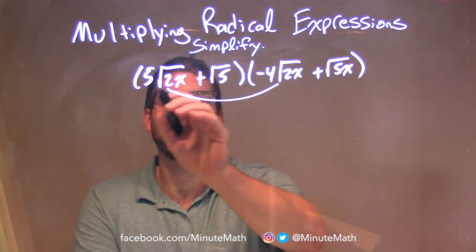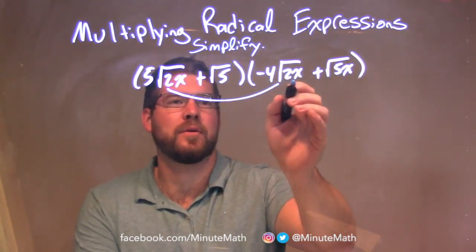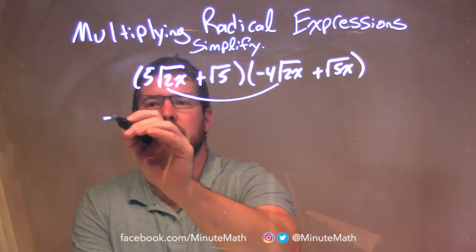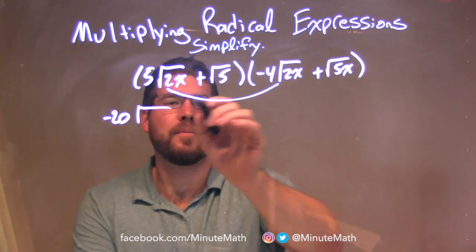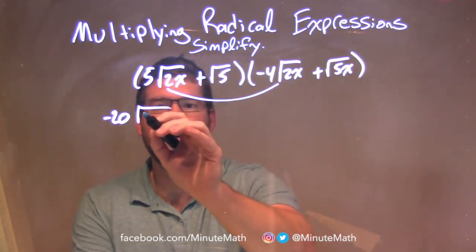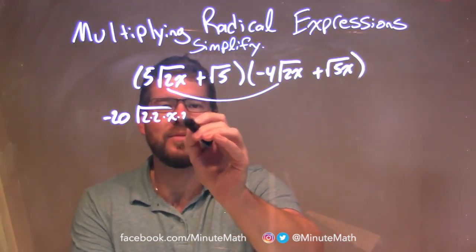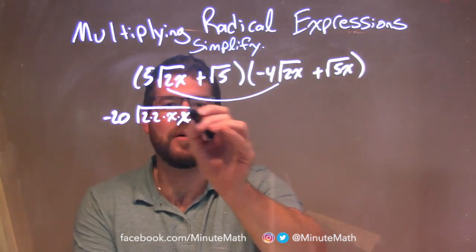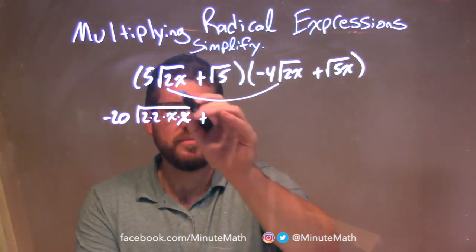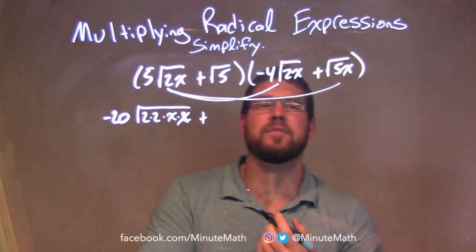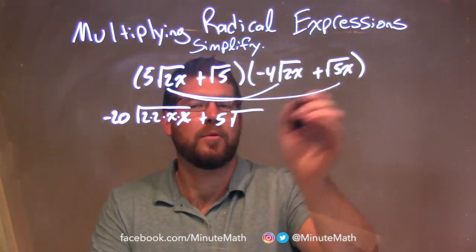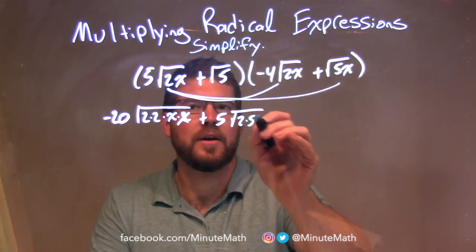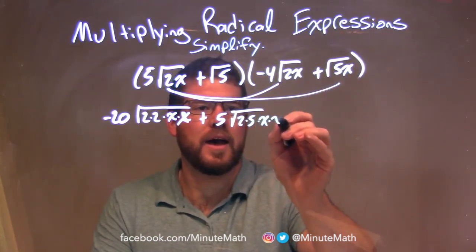And 5 times square root of 2x times a minus 4 square root of 2x. Well, 5 times minus 4 is a minus 20. And then we combine this into one big square root here of 2 times 2 times x times x. That's an x right there. Okay. Now, that's 5 square root of 2x times square root of 5x. 5 is just on the outside. We square root here of, we'll put our numbers together, 2 times 5 times x times x.